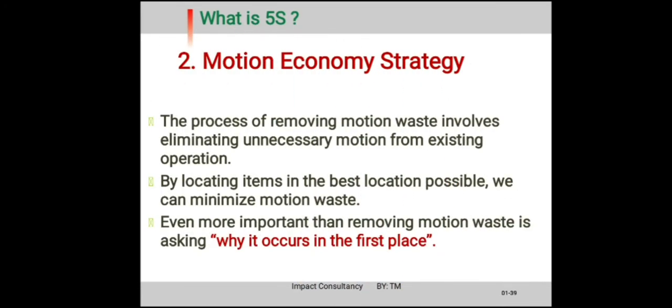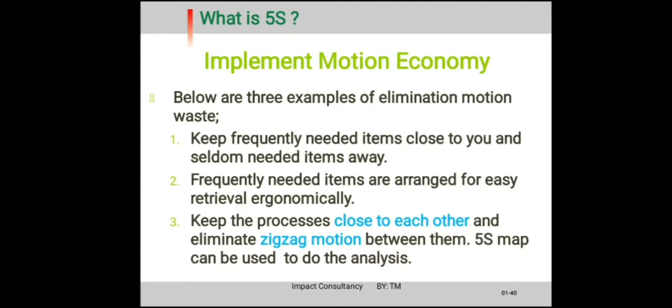The second major part is motion economy strategy. The process of removing motion waste involves eliminating unnecessary motion from existing operations. By locating items in the best location possible, we can minimize motion waste. Even more important than removing motion waste is asking why it occurs in the first place. Implement motion economy. Below are 3 examples of elimination of waste.